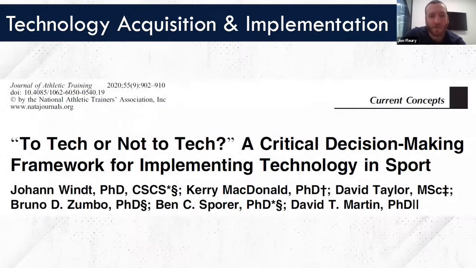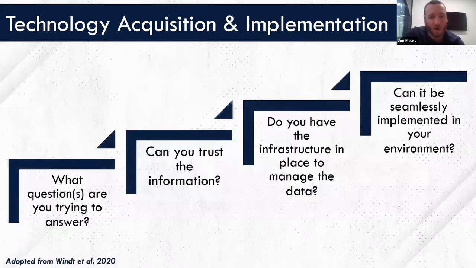A lot of this information was taken from the paper, To Tech or Not to Tech, from Wint and colleagues, and they set up a great decision-making process and framework for implementing some of these technologies within your sport or within your team setting. So we're going to review the four-step process, or the four primary questions involved in this framework, which are reworded based on our recommendations and how we view the correct process to acquiring and using new technology.